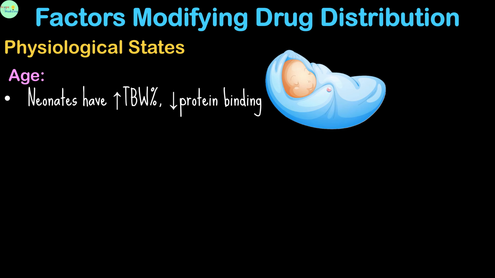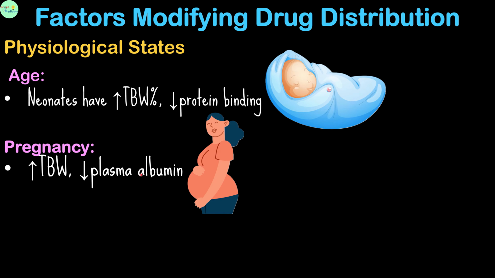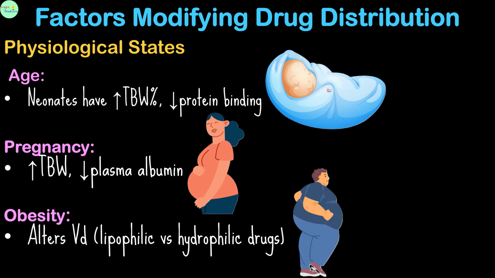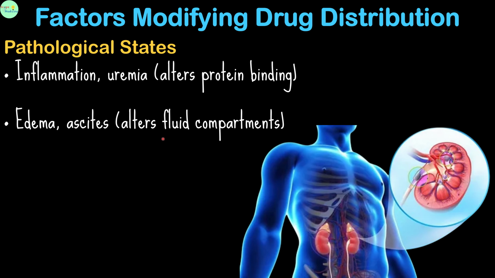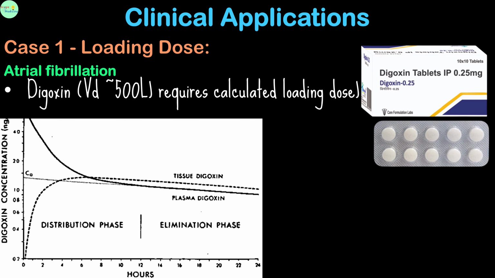Physiological and pathological states also play a major role. Neonates have a higher percentage of total body water and lower plasma protein binding capacity. Pregnancy increases total body water and decreases plasma albumin concentration. Obesity alters the volume of distribution differently for lipophilic versus hydrophilic drugs. Disease states like systemic inflammation, uremia, which can alter protein binding, and conditions causing edema or ascites, all significantly impact how a drug distributes. Let us integrate this knowledge with clinical applications through brief cases.